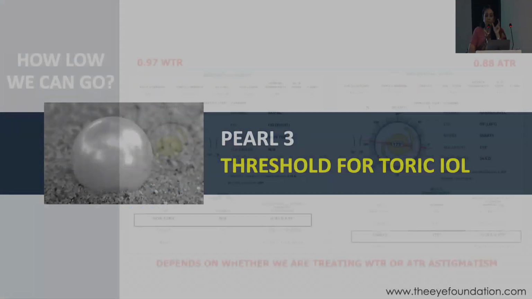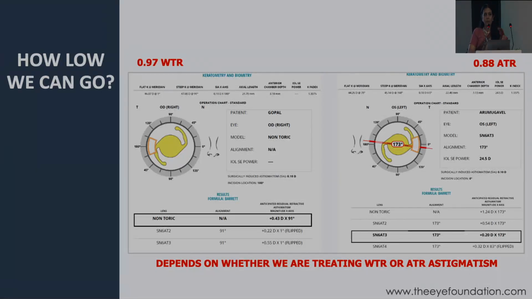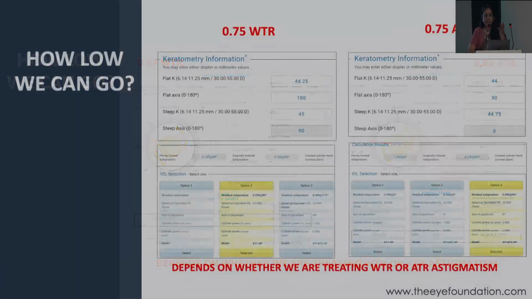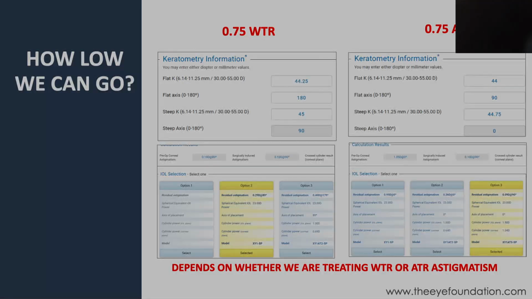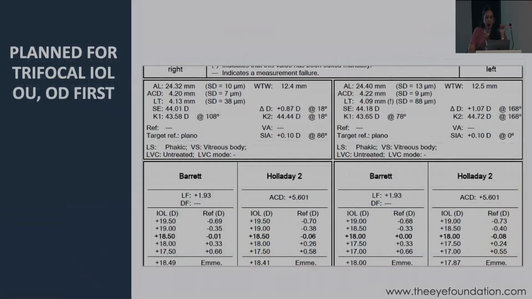So next is the threshold. Now, what is interesting is, if it is 0.9 with the rule and 0.88 against the rule, you will find that the toric calculator will say to correct the 0.88, because the posterior cornea has to be accounted for, and I said 90% of the time the posterior cornea is against the rule, so the two get added on, so the magnitude of astigmatism is more. So again, for 0.75 against the rule, the toric calculator gave a toric power, but for 0.75 with the rule, it said no toric IOL is needed.